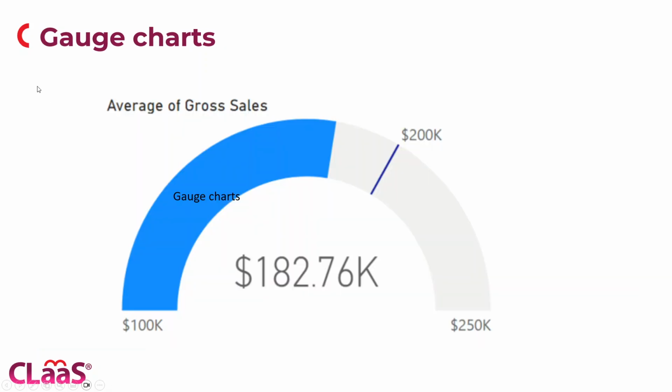Okay. Gauge, yeah, gauge is useful for the target. So you put the target as 200,000. Now how much did you achieve? 180,000, 182,000. So you can see that okay, we need to achieve this to get this.